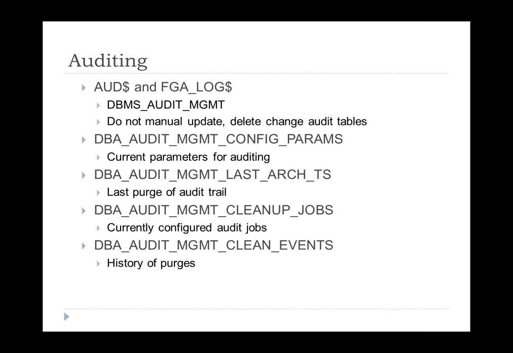And you have different parameters that you can look at. The DBA_AUDIT_MGMT_CONFIG_PARAMS view will show you the different parameters that are set up for auditing. You have the last purge of the audit trail, and you can look at what jobs you currently have configured, as well as the events and history of the purges that you've done against the audit table.